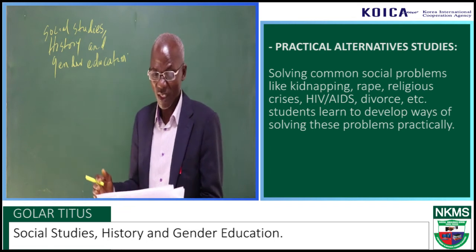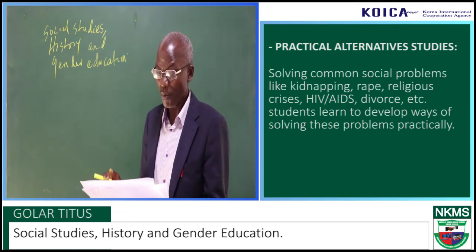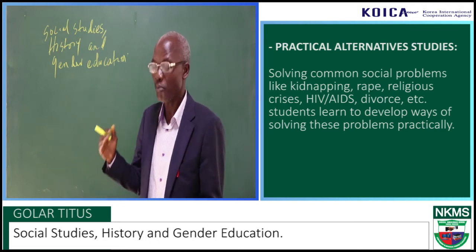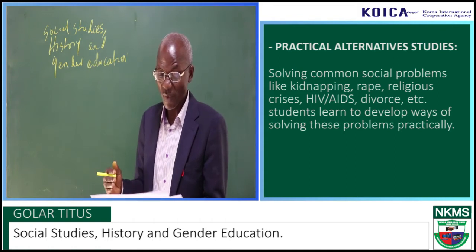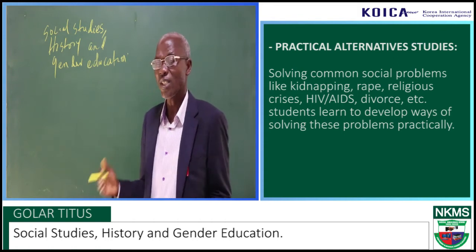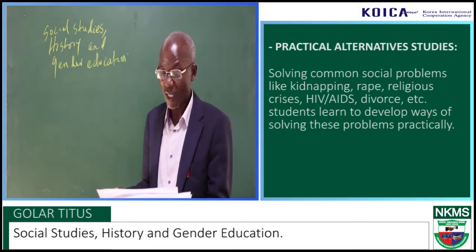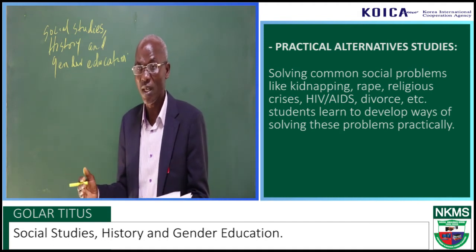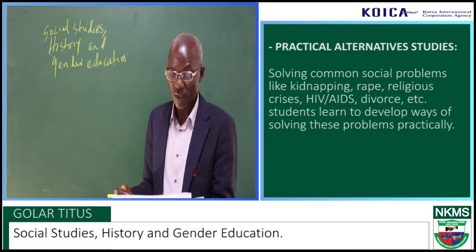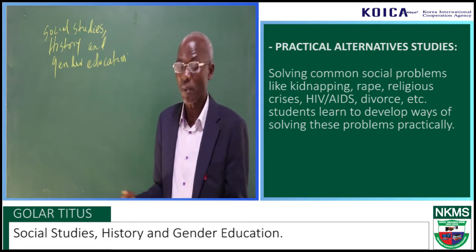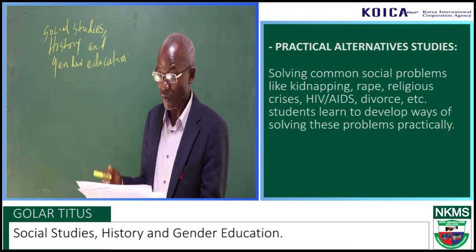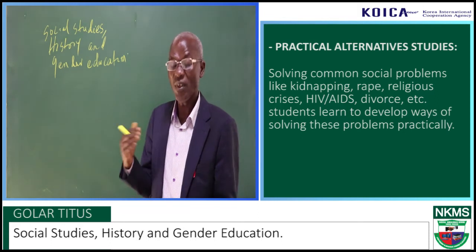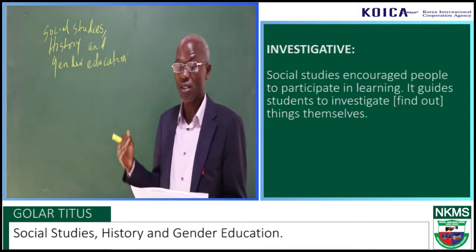Now we have also practical. In social studies, there are alternative solutions provided in terms of problem solving. We try to look at practical solutions to solving problems that are in the society. For example, solving common social problems like kidnapping, rape, religious crisis, HIV and AIDS, divorce, and many others. The students learn about those things, and they are practical issues that are happening around, and it helps them to learn how to develop ways of solving these problems themselves.